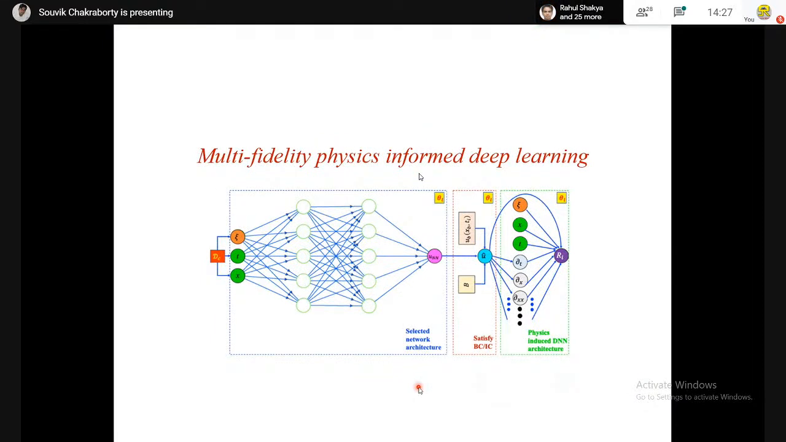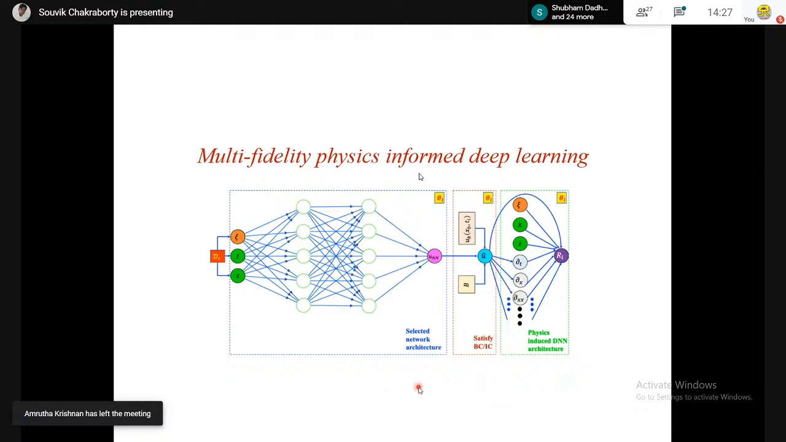Now, coming to the last part. We talked about physics informed neural network. We talked about physics informed Gaussian process. But in both these cases, there was one assumption that we were making. And the assumption is that the governing physics of the problem is known to us.